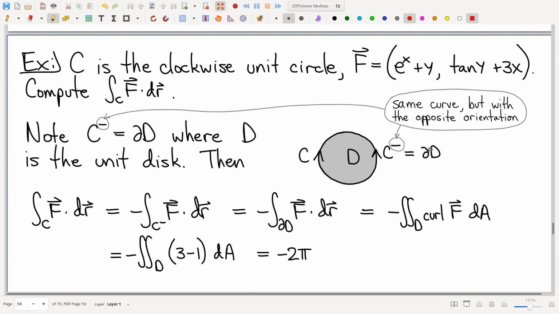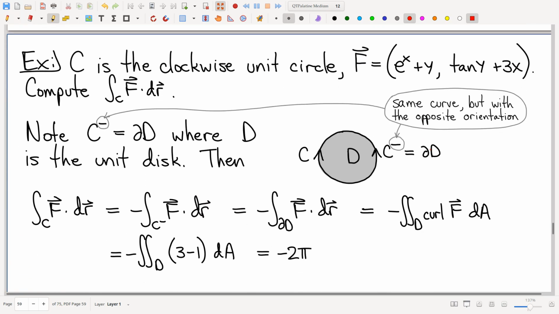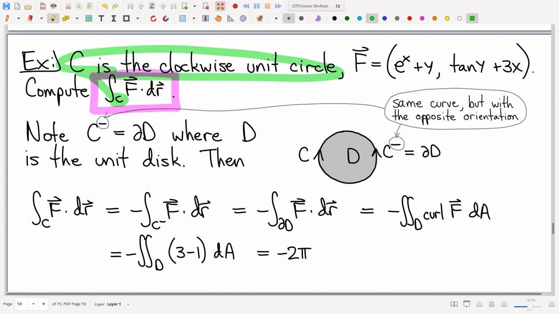And here's our first example. We are going to compute this line integral right here. The curve is the clockwise oriented unit circle, like so. And over that curve, I want to compute a line integral of that vector field.